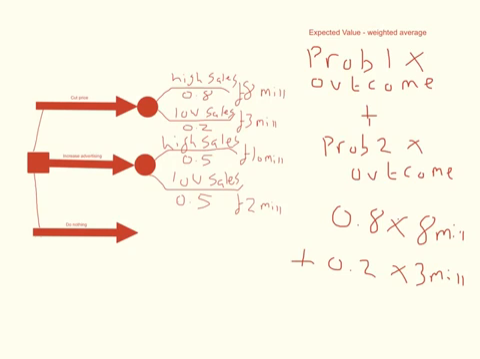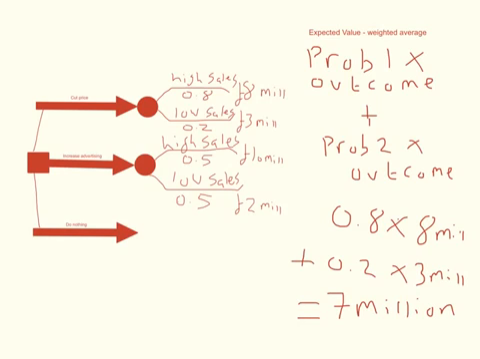So this would give us, when we calculated it, the average outcome of what the expected value would be if this process was repeated time and time again. So in this case it would be 7 million. So the 7 million is known as the expected value, the weighted average of this decision.